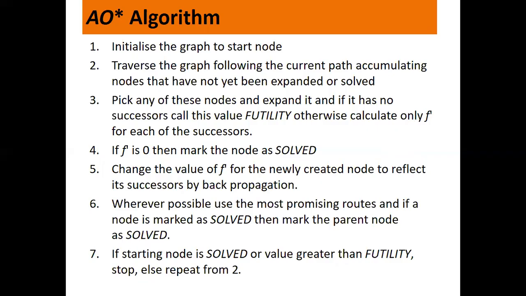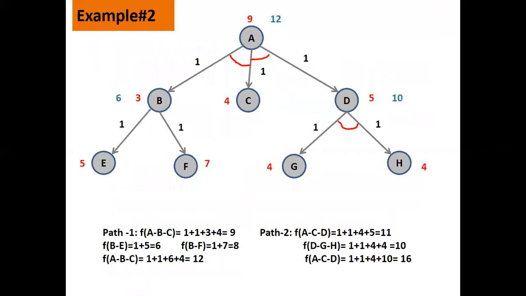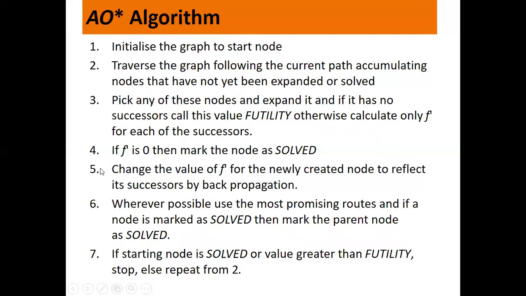Actual AO star algorithm. So initialize the graph to start node, traverse the graph following the current path, accumulating nodes that have not yet been expanded or solved. Pick any of these nodes and expand it. If it has no successor, call this value as futility. So in fact, right now, if you see here, it does not have any successor. This also does not have any successor. This also does not have any successor. So these nodes, we call them as having a futility.